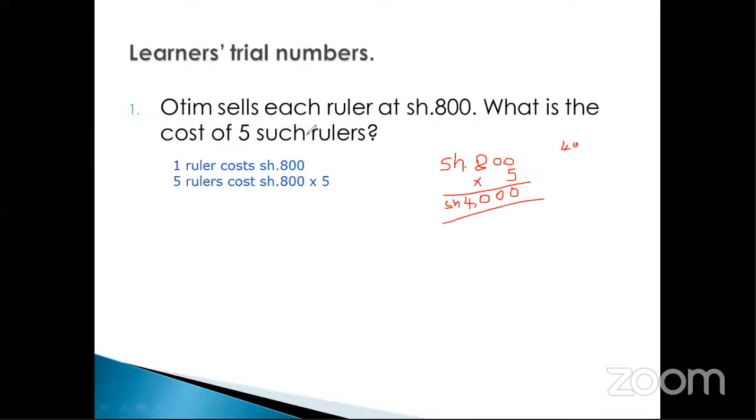That is the total cost of 5 rulers. So in this case, you are supposed to say, therefore, 5 rulers cost shillings 4,000. So that is what you are supposed to do. Okay, so that is how you get the cost of 5 rulers. You multiply. So members, that has been number 1, your trial question number 1. Let's go to trial question number 2.